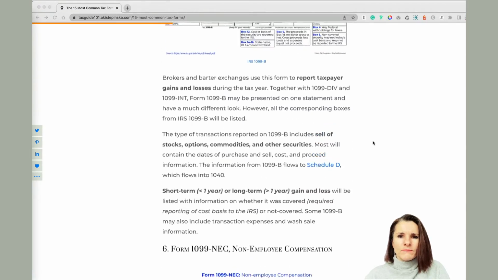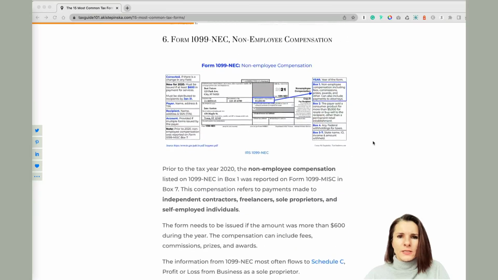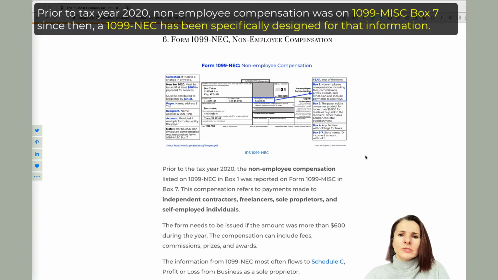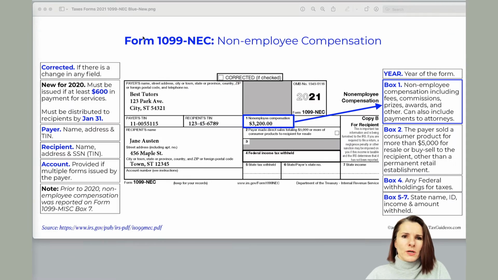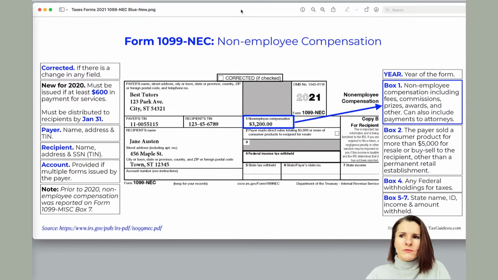About the 1099 NEC, non-employee compensation form. Prior to 2020, non-employee compensation was reported on 1099 miscellaneous in box 7, but for the past 2 years, this has been the new form to report that information. And let me show you how the 1099 NEC form looks.